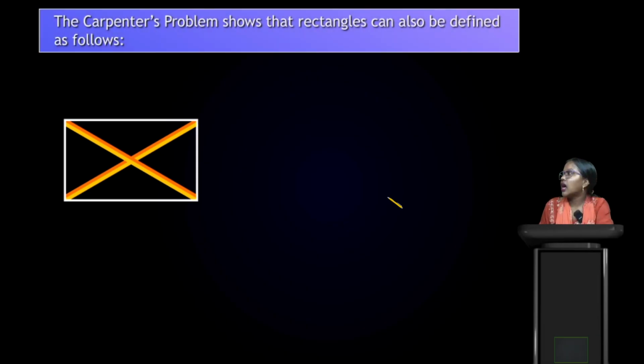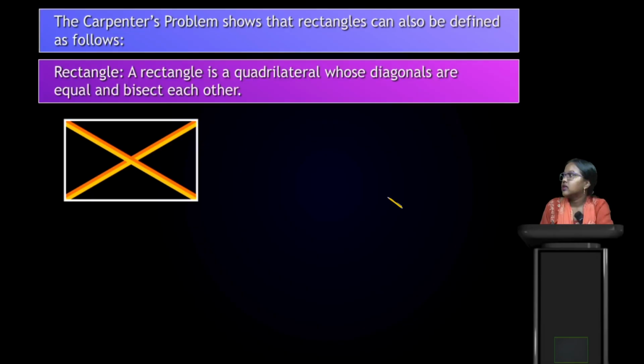The carpenter's problem shows that rectangles can also be defined as follows. How can we define it? A rectangle is a quadrilateral whose diagonals are equal and bisect each other. So from the carpenter's problem, what did we get to know? A rectangle is a special type of quadrilateral whose diagonals are equal in length. Also, when they intersect each other, that intersection point is the midpoint of the diagonals.